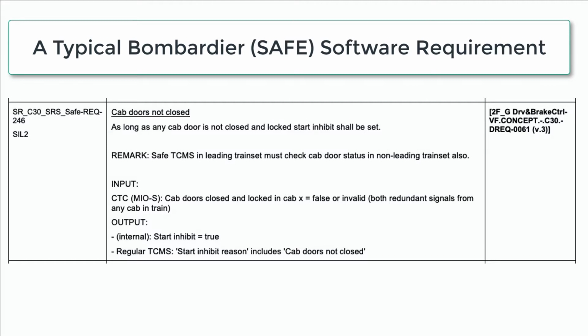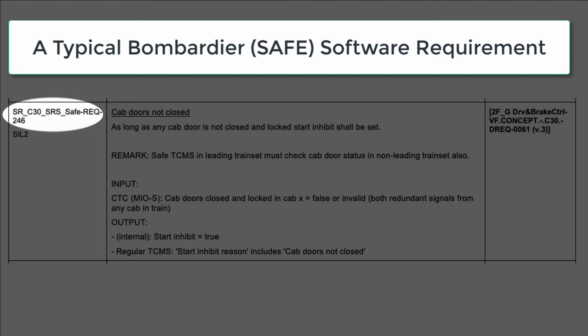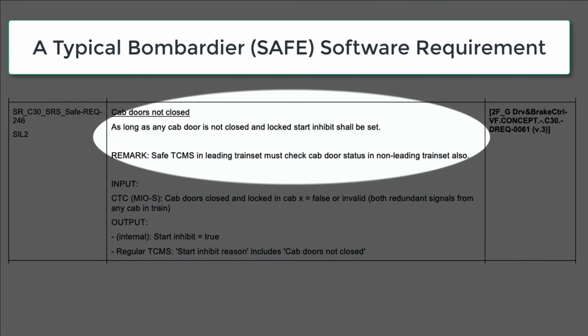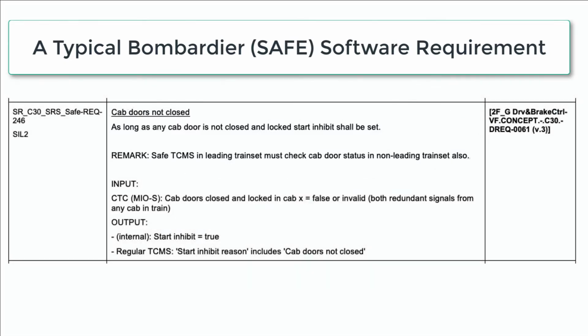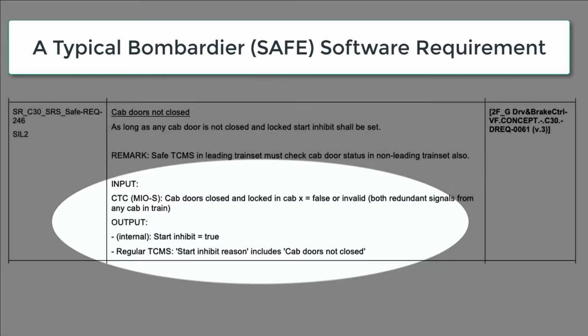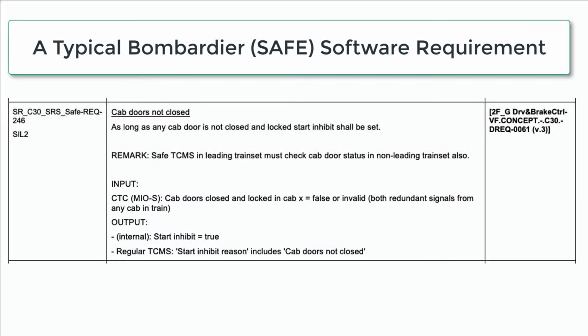And as we can see in this picture, all requirements have an identification number. It also has an overall description of the requirement. In this case, it concerns the cab doors. And as long as any cab door is not closed and locked, start inhibit should be set. And this part, input and output, shows the expected input and the expected output of the system. And this is the part that we will translate to an executable requirement.